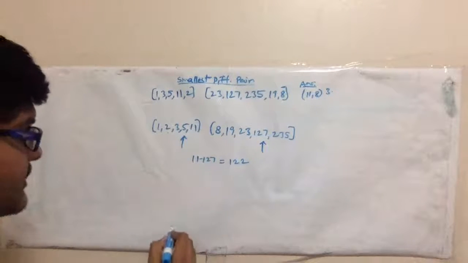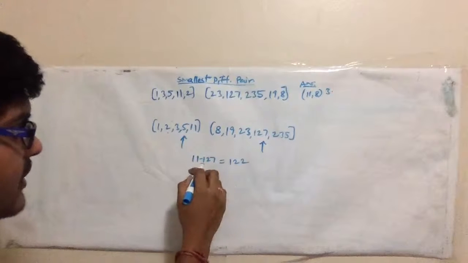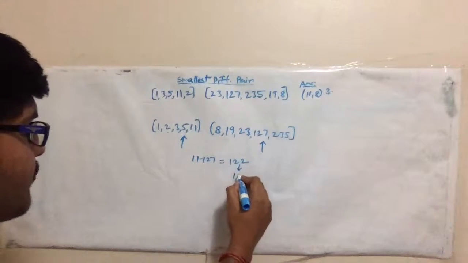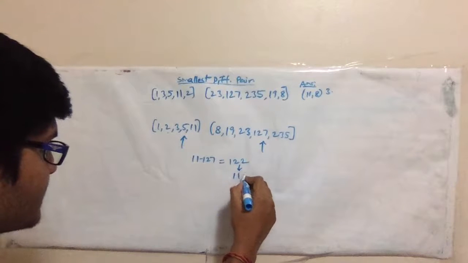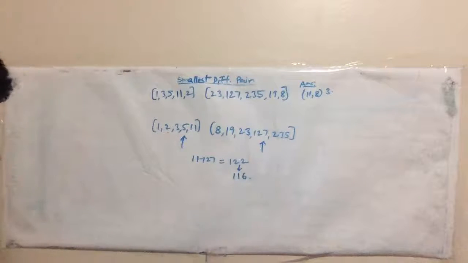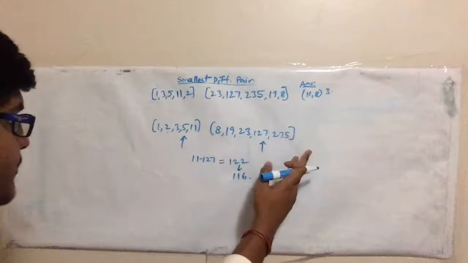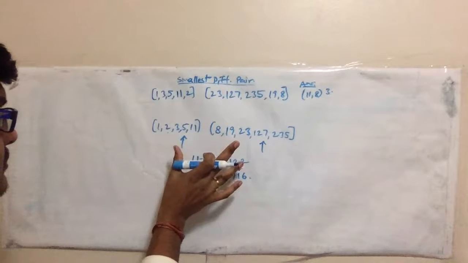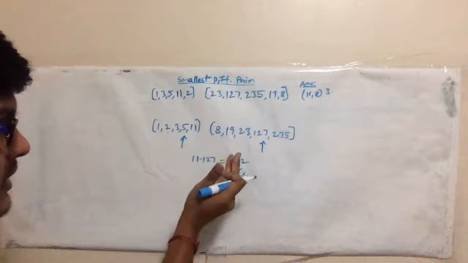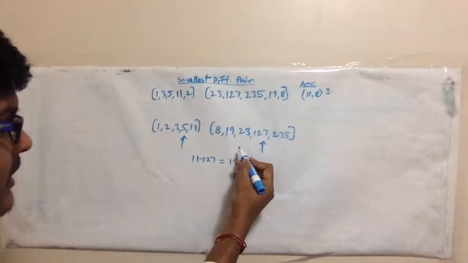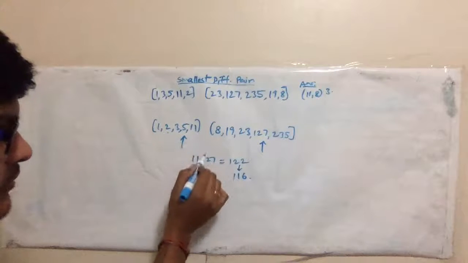So if it is 11, we reduce from 122 to 116. So we reduce it this way. That's the main thing. So don't go this way or this way. Just move this to the right or move to the left.